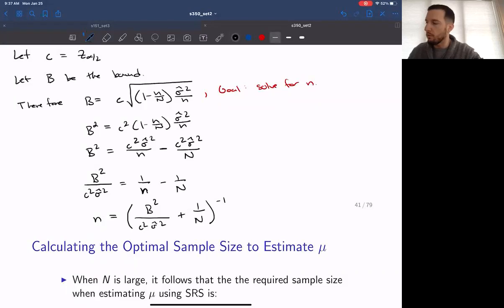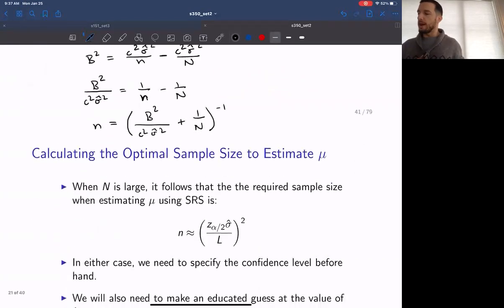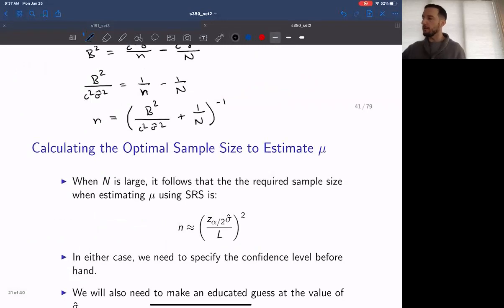So in general, once we have n from the formula, we always round up, because if we round down, we might miss the bound or miss the goal of the experiment. And due to that rounding, the 1 over capital N might not play a big role in the actual computation. So when n is large enough, it follows that we can write the required sample size for estimating mu using SRS as follows.